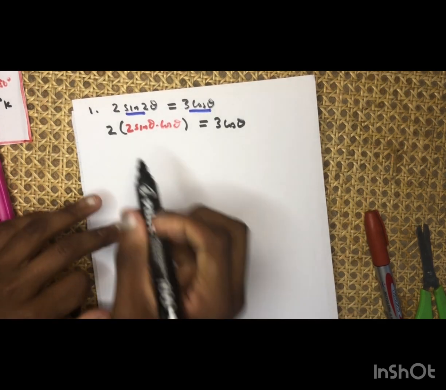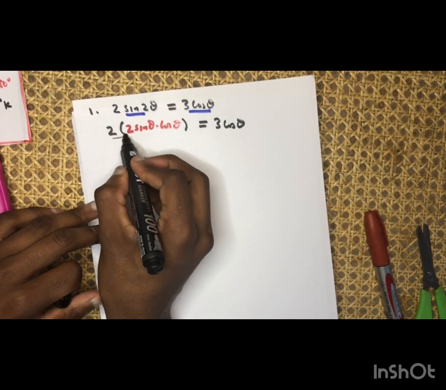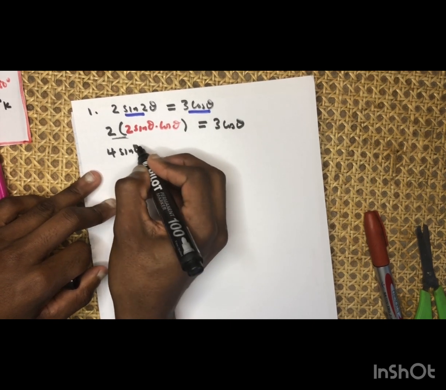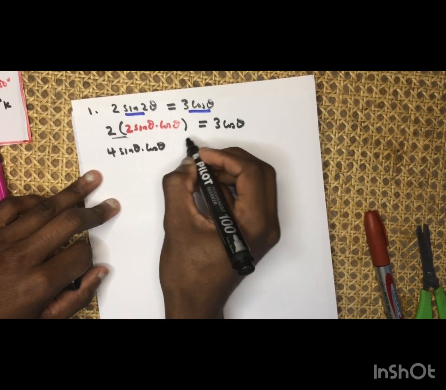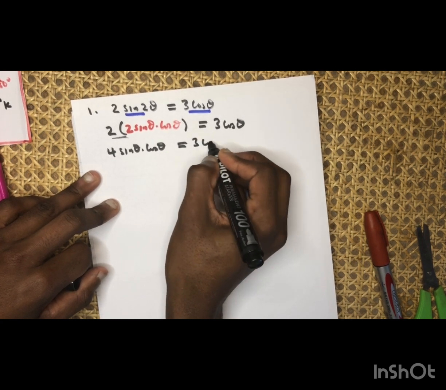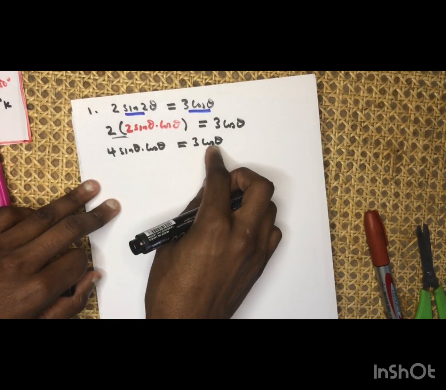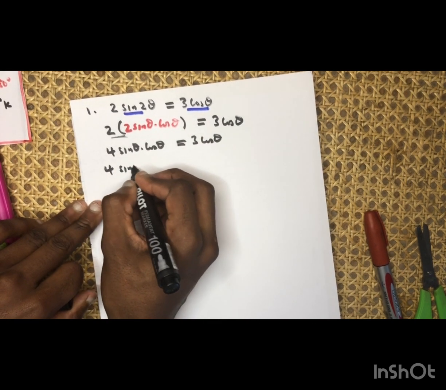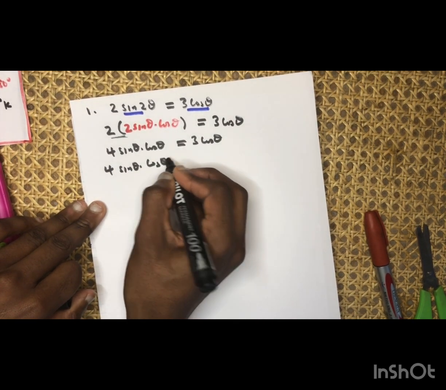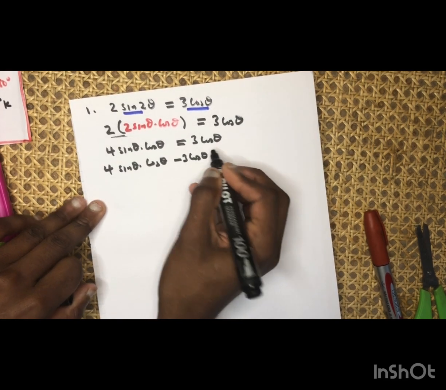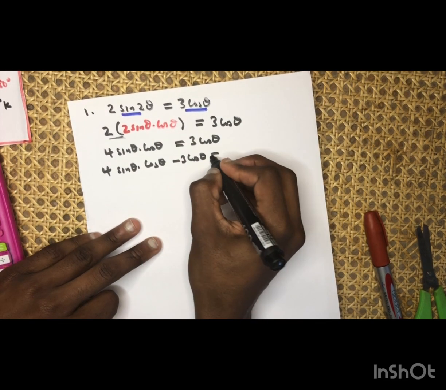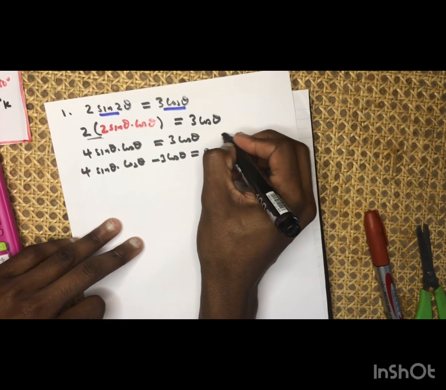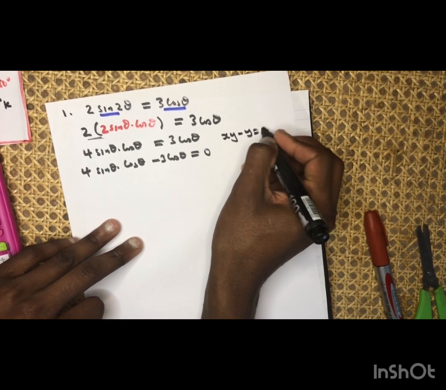Now we can see this is the same as 4 sine theta cos theta equals 3 cos theta. So we're going to transpose this 3 cos theta to this side. So I'm going to have 4 sine theta cos theta minus 3 cos theta equals 0. Now it's all about doing your algebra, guys. It's like if you are having xy minus y equals 0.